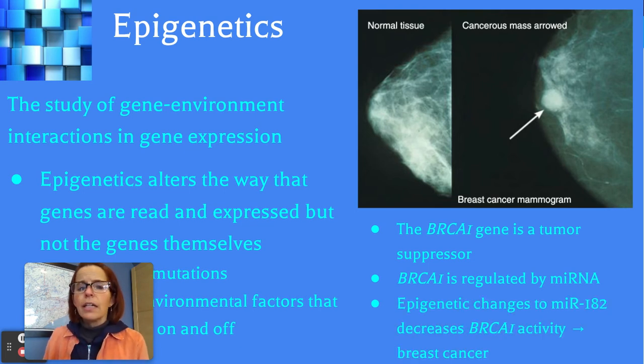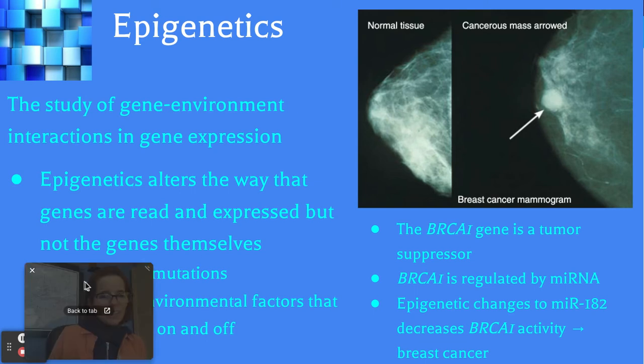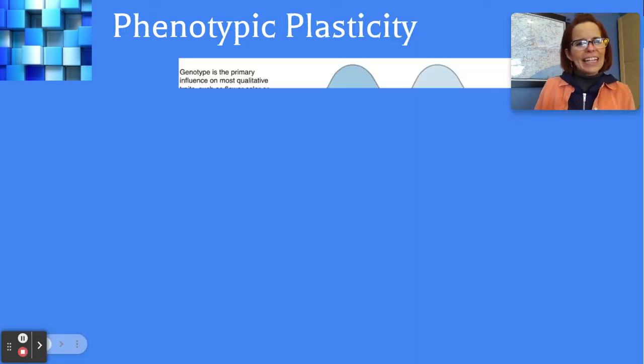It turns out an epigenetic change to the microRNA that's in charge of the BRCA gene, if there's changes to the microRNA, it decreases the BRCA1 activity, so it's not tumor suppressing the way it's supposed to, and that can lead to breast cancer. So that's super important, and we'll learn a little bit more about that as we go, but that's what epigenetics is.